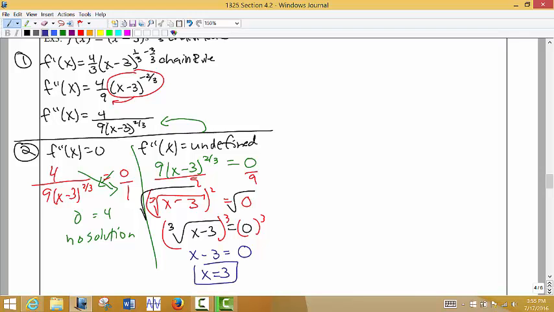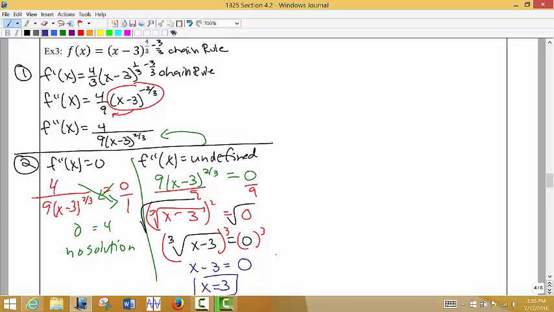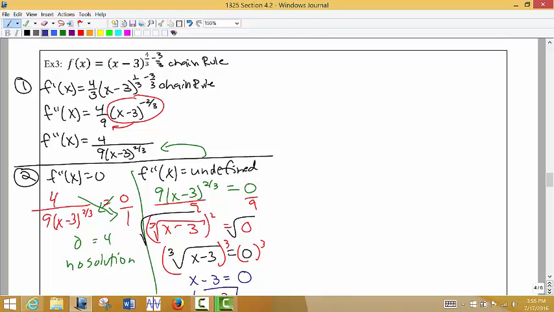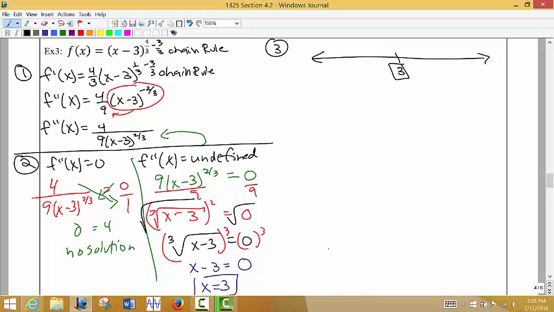If we put a 3 back in place of x, I get 3 minus 3, which is 0. And multiply that 0 in, I end up with a denominator of 0, which causes the second derivative to be undefined. So we'll just keep that in mind. Alright, so my third step is to make my number line. Then I'm going to use 3 as my separation point. Remember, 3 came from what x value would cause my second derivative to be undefined. So there's our separation point.